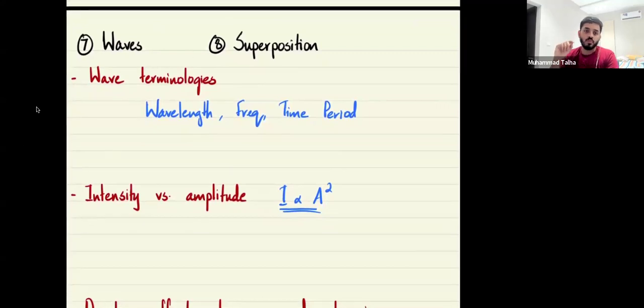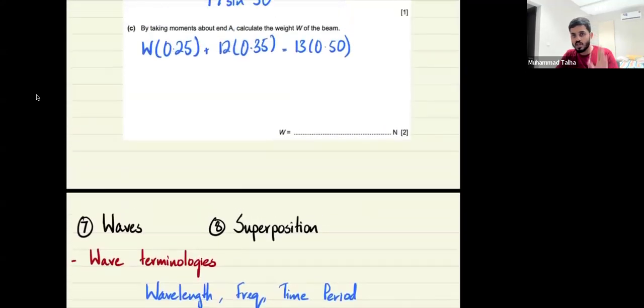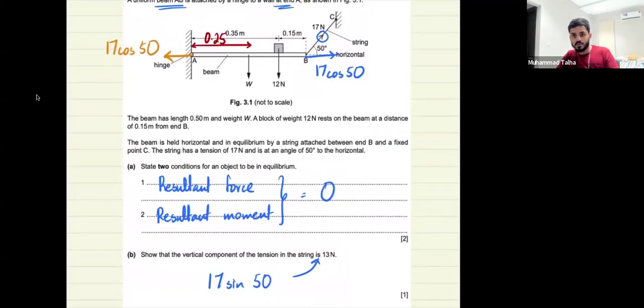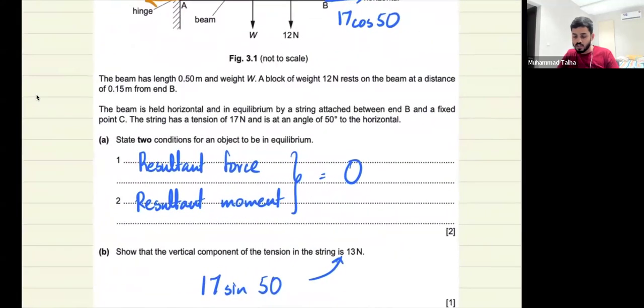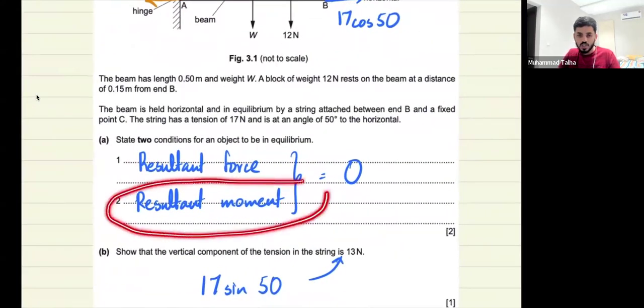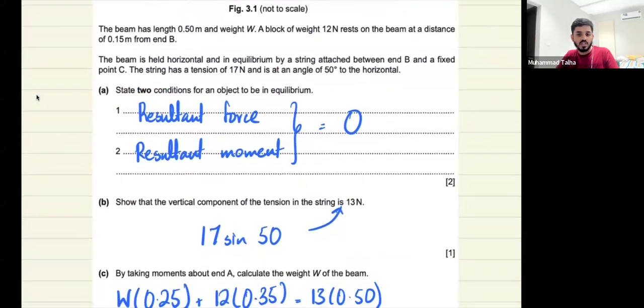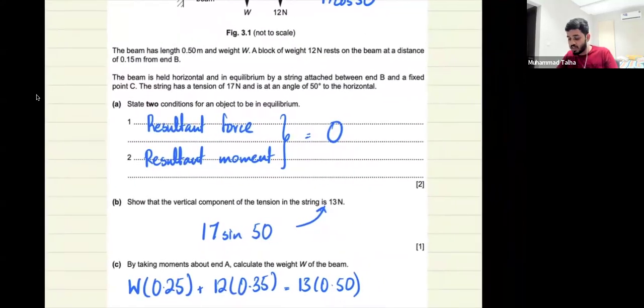17 sine, 17 cos. Sine is the vertical one, that's what we did in this calculation, and cos is the horizontal one. Often, do keep in mind that the questions which do come in regarding moments, the first few parts always require you to use this equation, this condition of equilibrium, that resultant moment is zero, and the next few parts use this one. So for example, the question that Hannah just sent, and this is also discussed in the video.